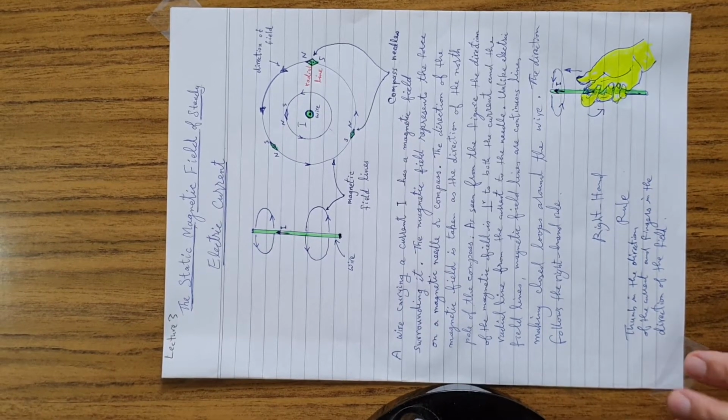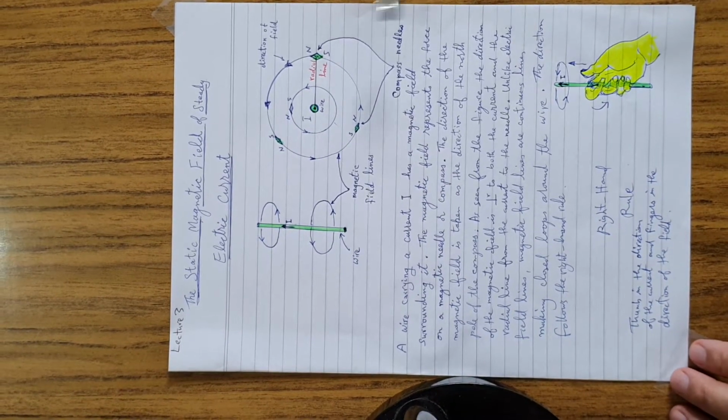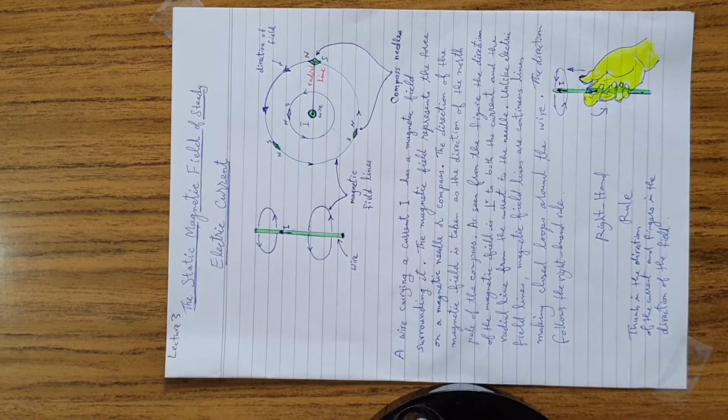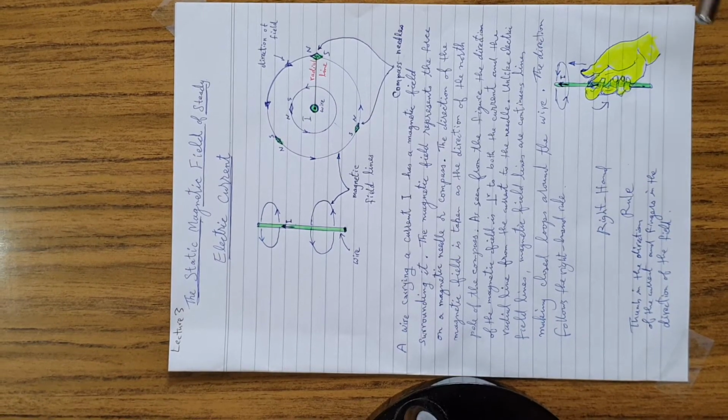Unlike electric field lines, the magnetic field lines are continuous lines making closed loops around the wire. The direction follows the right-hand rule. So if you hold the wire with your right hand and the thumb is pointing in the direction of the current, the fingers point in the direction of the field.